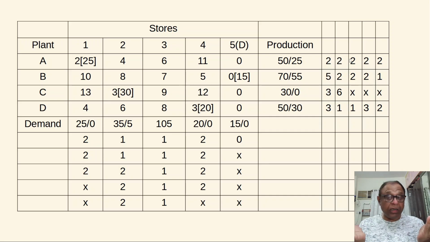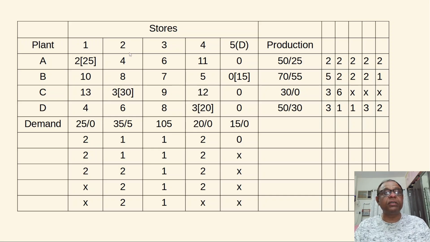Now, again, we have a penalty tie. In this tie, we have to look at the least cost. So the least cost is going to be limited to 4, 6, 8, 7, 6, 8. And the least cost, of course, is 4. So we have to allocate here.